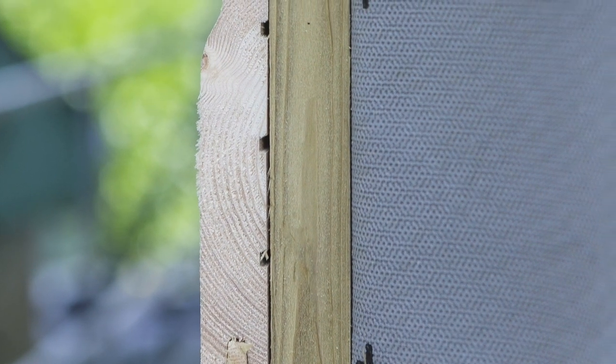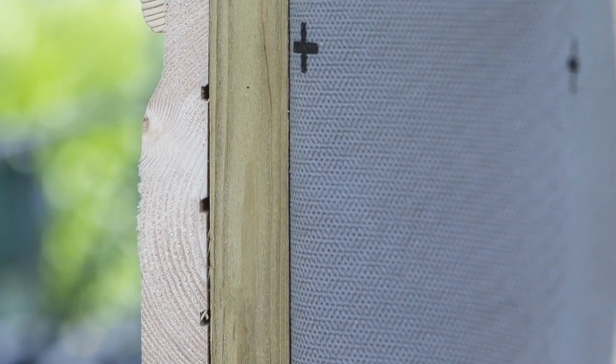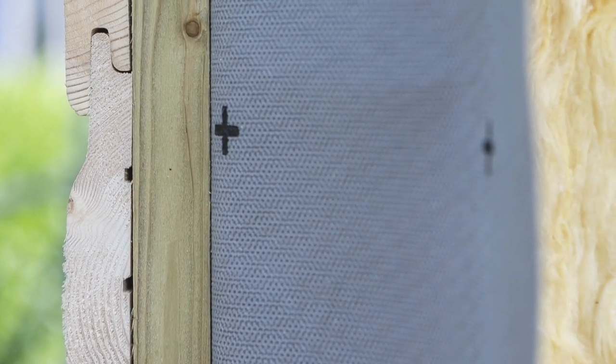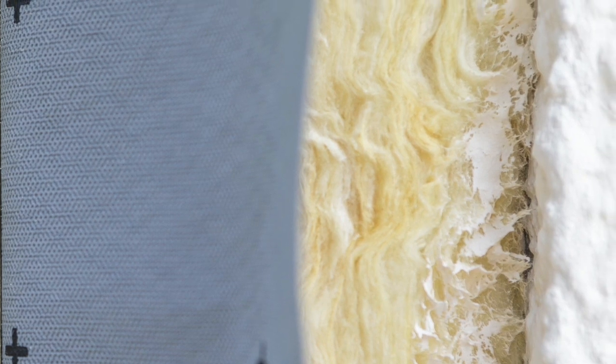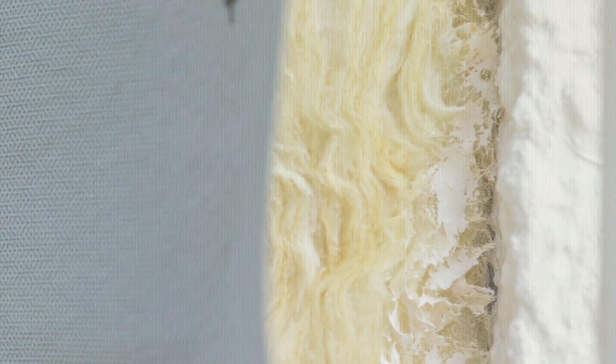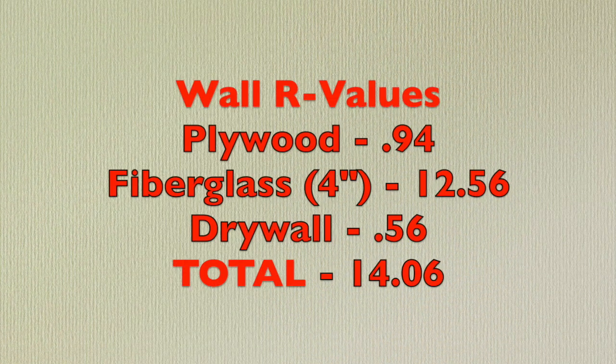The R value of an exterior wall is the sum of the layers in the wall. If a wall is constructed with 1/2 inch drywall on the inside and 3/4 inch plywood on the outside, with 4 inches of fiberglass in between them, the total R value for the wall in this case is the sum of those 3 numbers, or 14.06.